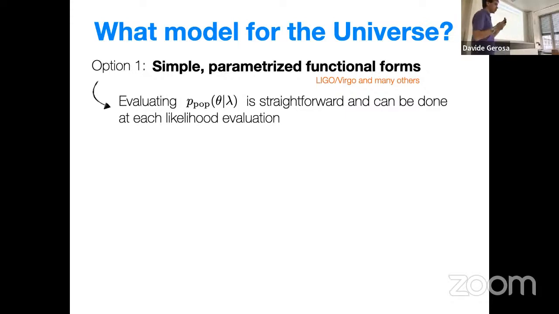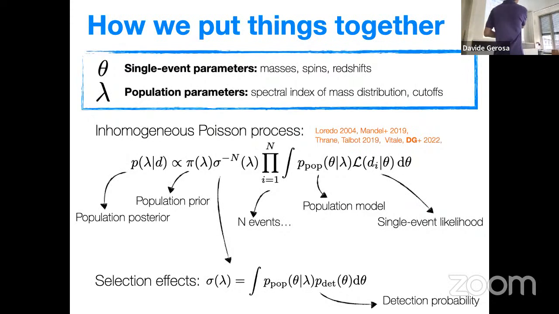Now, the assumed shape can be inspired by physics. We know the IMF of stars is more or less a power law. So it kind of makes sense to assume that maybe the black holes are a power law as well, and try to estimate whether that's steeper or shallower than that of stars. Crucially, from a computational perspective, it means that ppop is easy and can be computed at each likelihood evaluation. Each time your stochastic sampling algorithm needs to ask for a value of this posterior, you need to compute ppop a ton of times, but this is easy. You just evaluate a power law, whatever, right?